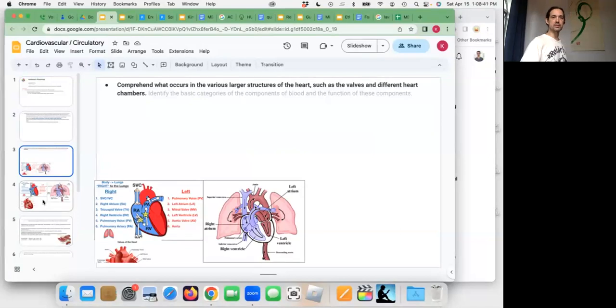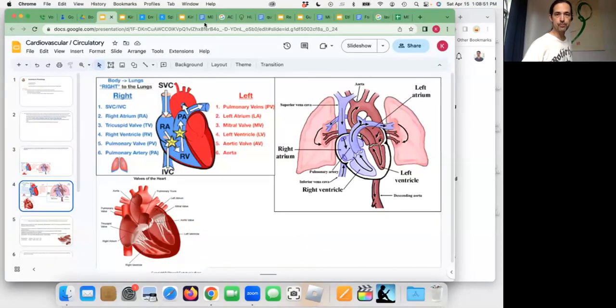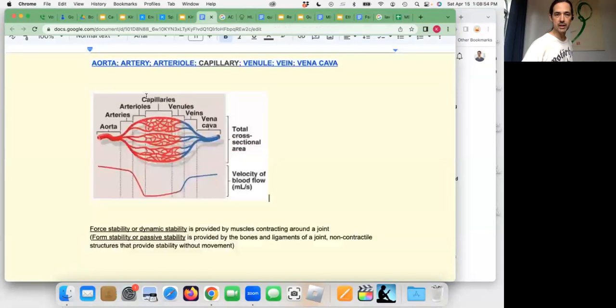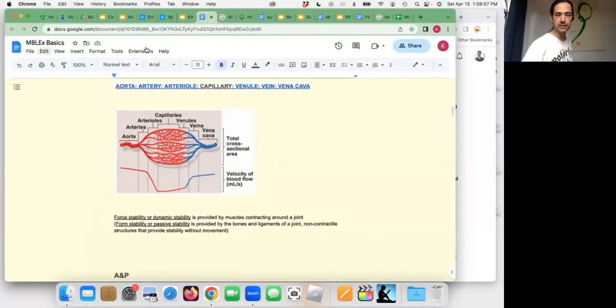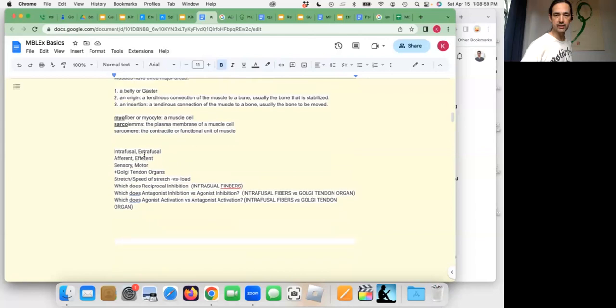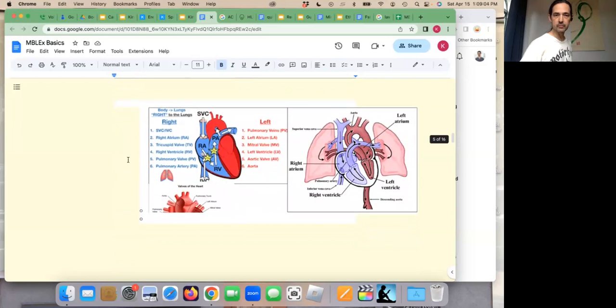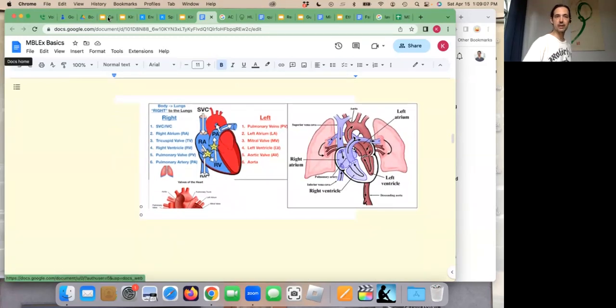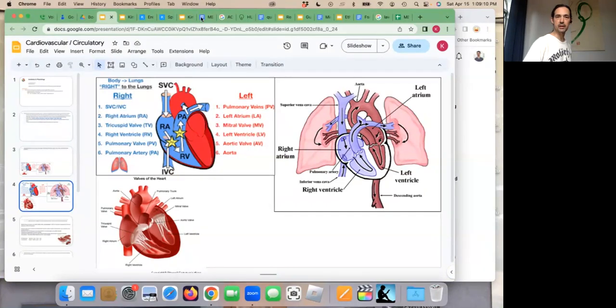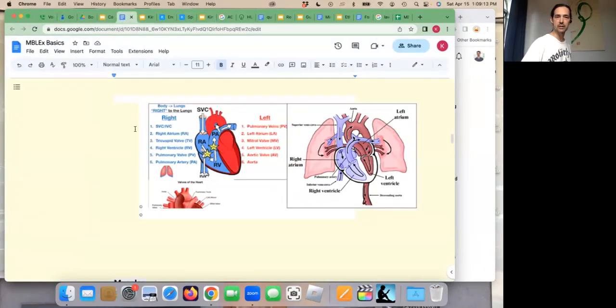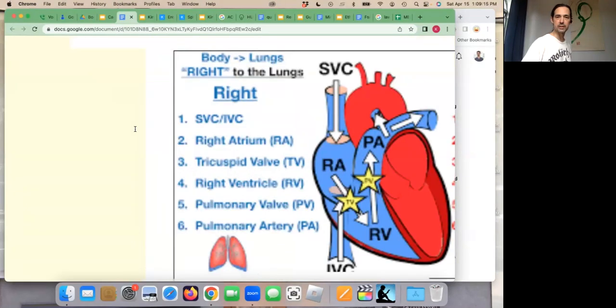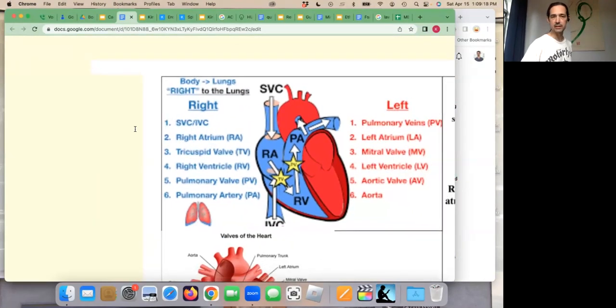So now we come to the slides where you're supposed to comprehend what occurs in the larger structures of the heart, like the valves and the different heart chambers. There's a couple slides here with these graphics. But if you go to your MBLEx basics document, you'll find these exact images a little bit further down. The nice thing about this document compared to the slides presentation is that it allows you to zoom in much more. So we're going to use this one. This is the last thing that we'll practice today.